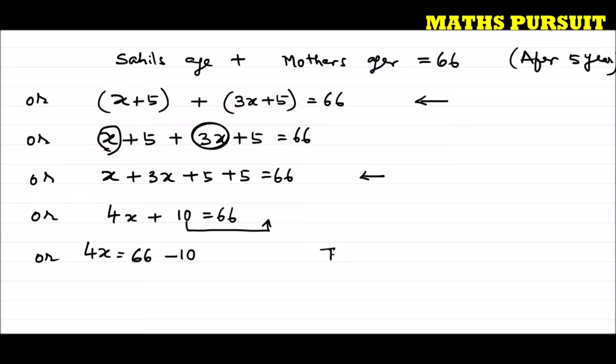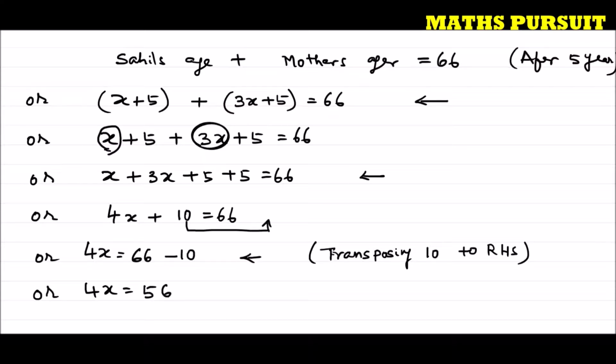That means transposing. What I'm doing here? I'm transposing, or transporting, I can say, 10 to the right hand side. If we move any number from the left hand side to the right hand side, its sign will change. Here we got plus 10, so when I moved it to the right hand side, we got minus 10. Now the equation that we got is 4x is equal to 66 minus 10, or I can write 4x is equal to 56. 66 minus 10 is nothing but 56. So we got 4x is equal to 56.